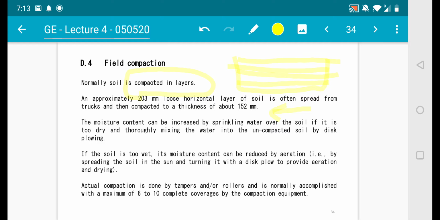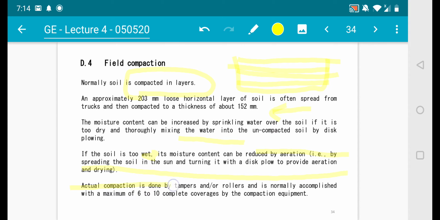The moisture content can be increased by sprinkling water over the soil if it is too dry and thoroughly mixing the water into the uncompacted soil by disc plowing. If the soil is too wet, its moisture content can be reduced by aeration, which is easily done by spreading the soil in the sun and turning it with a disc plow to provide aeration.